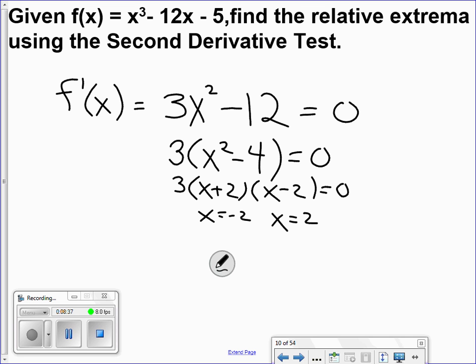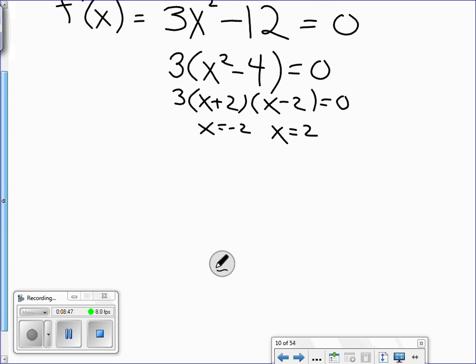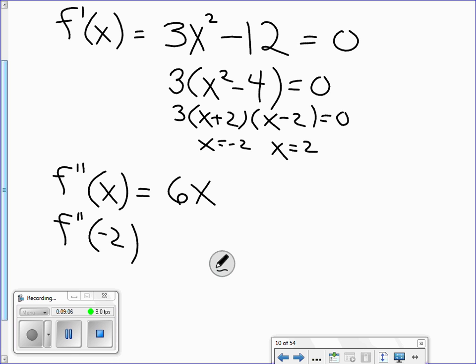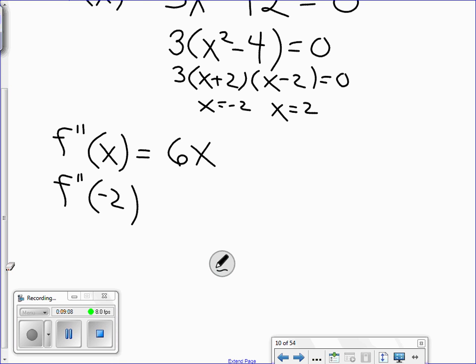Okay, so now we know that we have a horizontal tangent at each of these places, but we don't know if we have a max or min. So now we have to get the second derivative. Second derivative is 6x. Let's first check out that -2. If we put -2 into the second derivative, do we get a positive or a negative? We get a negative number, right? It is -12, but we don't care what it is.